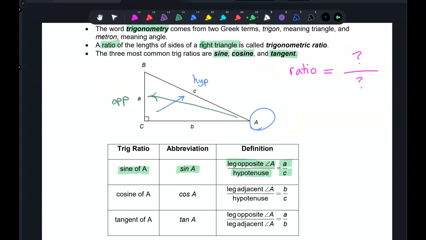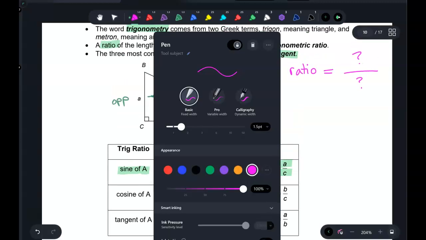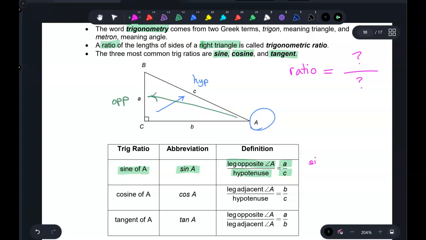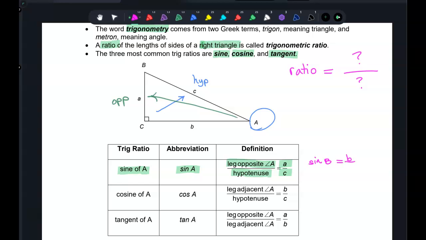Okay, so here's another quick example. I could have asked you what the sine of B would equal. So sine of B would be the leg opposite angle B, which would be little b, over the hypotenuse. So I can choose a different angle, okay? I'm looking at different sides. So sine is always going to be the opposite side over the hypotenuse.